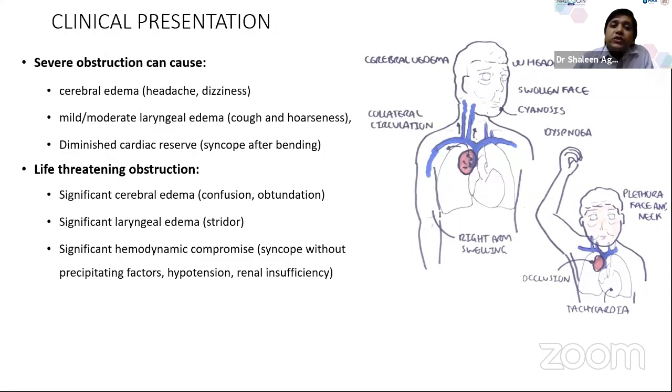In cases of severe obstruction, it can lead to cerebral edema with headache and dizziness. Mild to moderate laryngeal edema can cause cough and hoarseness of voice, and diminished cardiac reserve can lead to syncope after bending. In life-threatening obstruction, significant cerebral edema presents with confusion and obtundation, significant laryngeal edema presents with a stridor, and significant hemodynamic compromise, where syncope can precipitate without any precipitating factors.